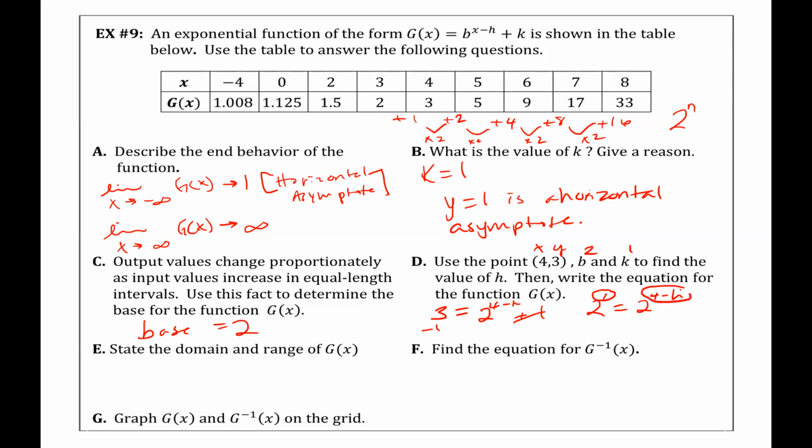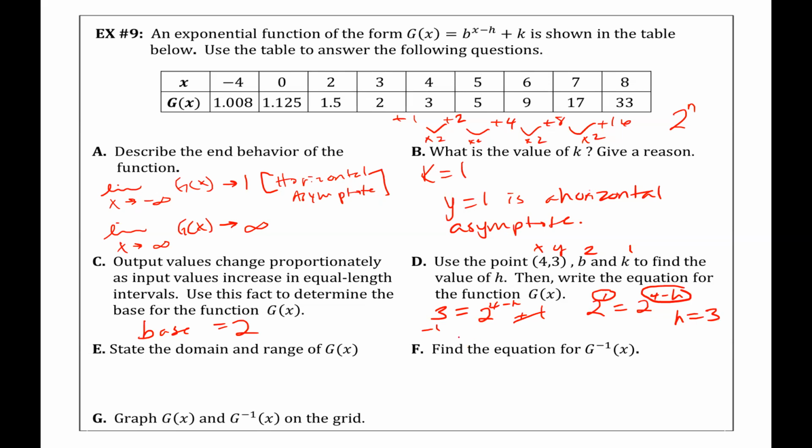So what would h have to be in order for this to be a true statement? Well, h would have to equal 3. So our h equals 3. And it has to equal 3 because 4 minus 3 is 1. So now we have our h equals 3.